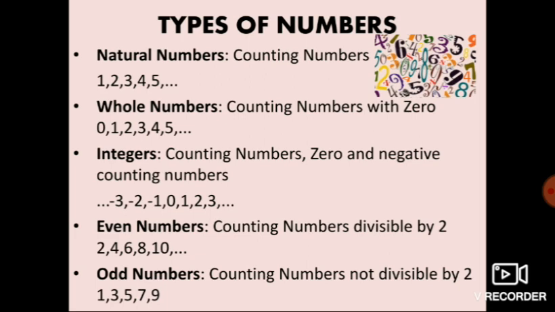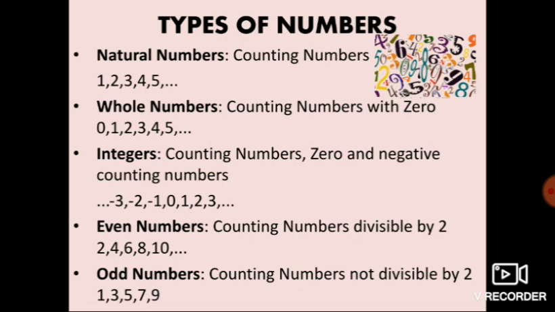Over to whole numbers, it is the same counting numbers with a 0. That is, we'll start mentioning from 0, 1, 2, 3, 4, 5. Over to integers, it is the counting or the natural numbers with a 0 and also includes the negative counting numbers. That is, from a higher negative number to minus 3, minus 2, minus 1, then 0, then 1, 2, 3, 4.